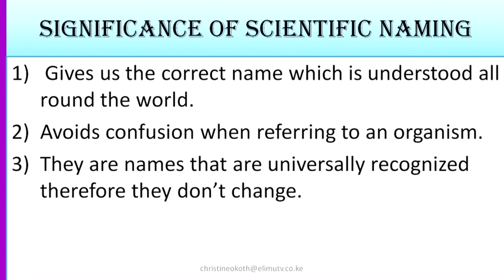Then the third importance of scientific naming is that these names are universally recognized and do not change, so they will still remain the same. Ten years from now, if it was called Panthera onca, it will still be called Panthera onca.